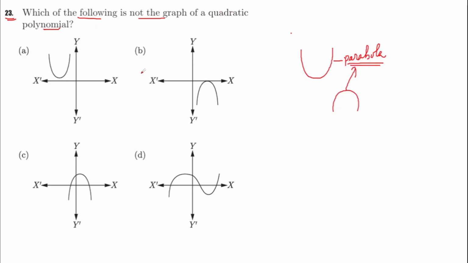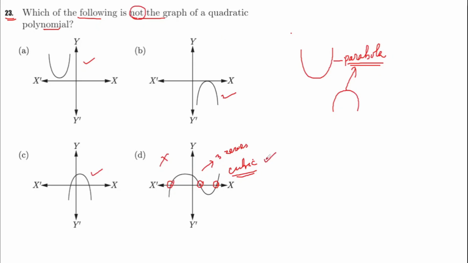But if you look here, this is the shape of a parabola, this is the shape of a parabola, this is also the shape of a parabola. But here you can see that this graph cuts the x-axis at 3 different points. That means this graph will have 3 zeros. Hence, this is a graph of a cubic polynomial. Hence, this cannot be the graph of a quadratic polynomial. So, it is asking us which one of the following is not a quadratic polynomial. Hence, option number D is not a quadratic polynomial because it is a cubic polynomial.